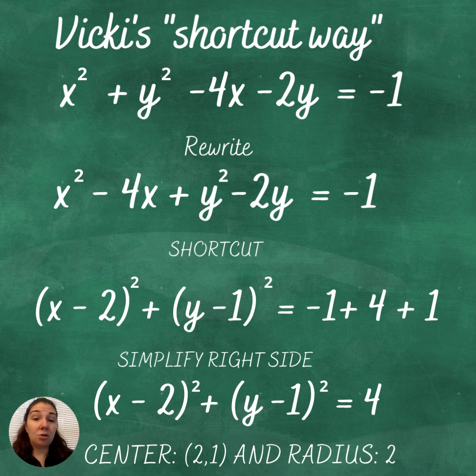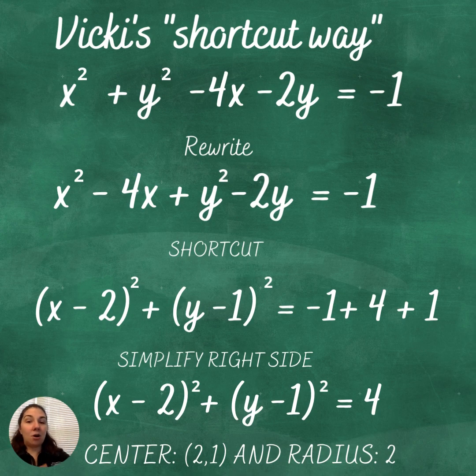My center, I use opposite signs that are in the equation, but the same numbers. So since I have x minus 2, my x value for the center is positive 2. And since I have y minus 1, my y value for the center is positive 1. So that's my shortcut. Now, whether you do the long way or the short way, you still should come out with the correct answer if you do everything correctly.